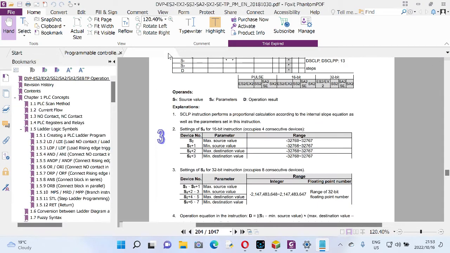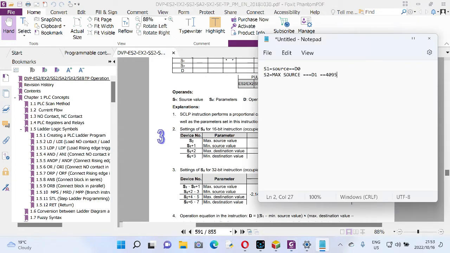So what are they saying on S2 plus 1, minimum source value? So what they simply mean on a Delta PLC instruction, they're saying S2 plus 1. This is min source, right? This is equal to D2. What they are simply saying is S2 is equal to D1. So S2 plus 1 is D2, right? And then what value is in here? It's 0. Right? And then we move next to the other one, S2 plus 2.